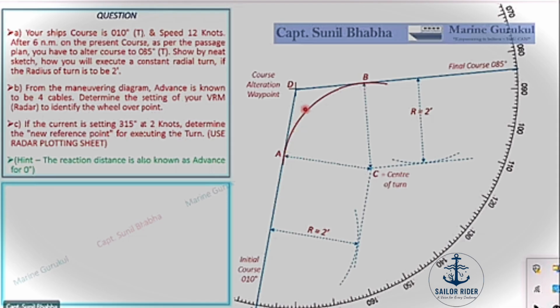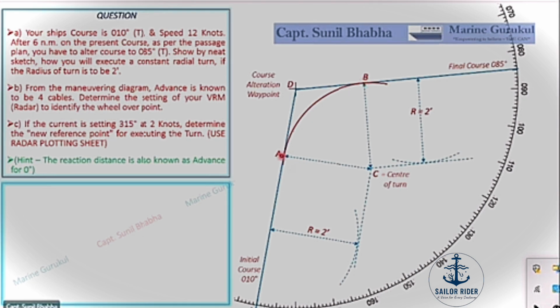The arc Alpha to Bravo basically represents the curved path which the ship will be following when it is altering its course from 010, that is my initial course, to 085, that is my final course. We now have the curved path which will be followed by the ship when the ship is altering its course. The curved path is obtained on the plot, or if this is done on the chart, you will have the curved path plotted on your chart.